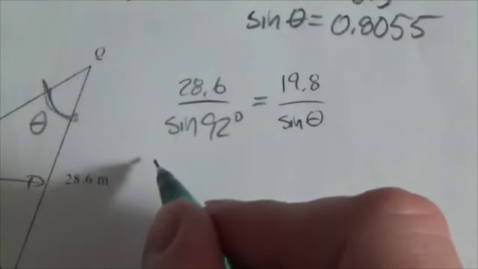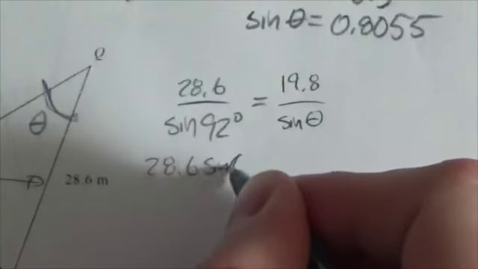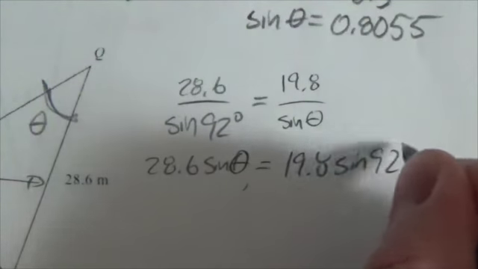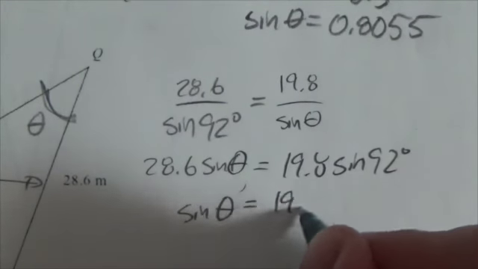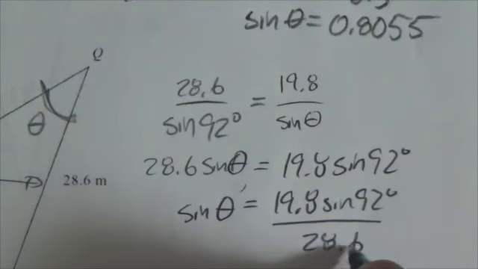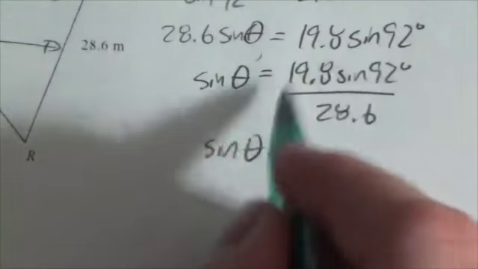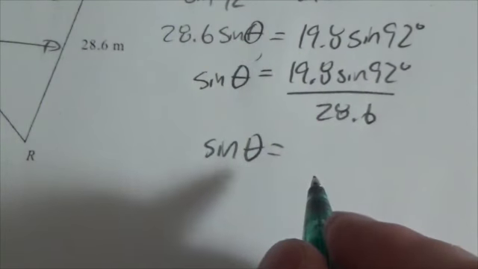Now to solve that, we're going to cross multiply because we've got a proportion here. So this will be 19.8 times the sine of 92. And then to get the sine of theta by itself, I will divide by 28.6. And so we get 19.8 times the sine of 92 degrees divided by 28.6. Taking this one step further, I'm just going to evaluate and figure out what that is equivalent to. So 19.8 times the sine of 92 divided by 28.6.